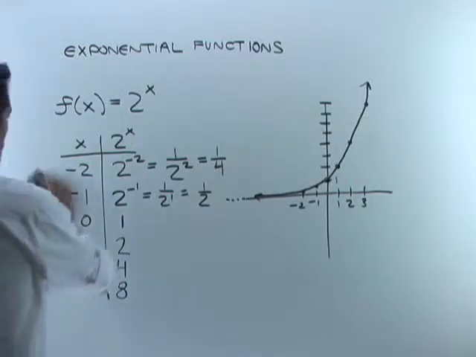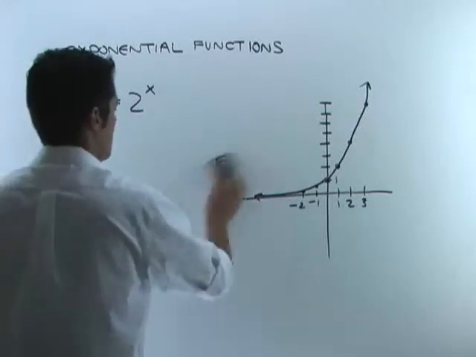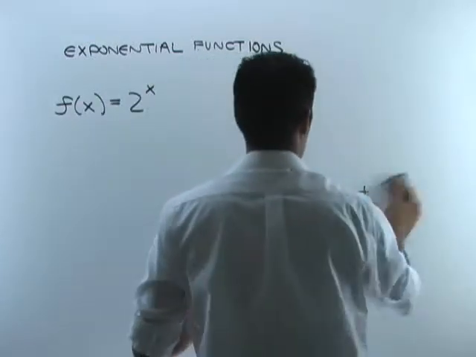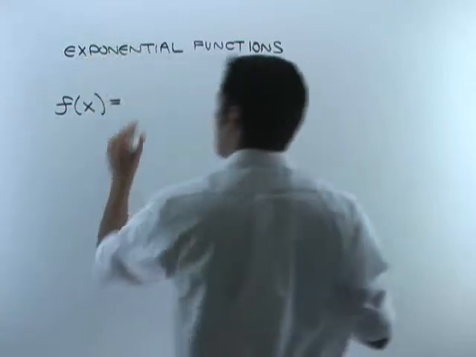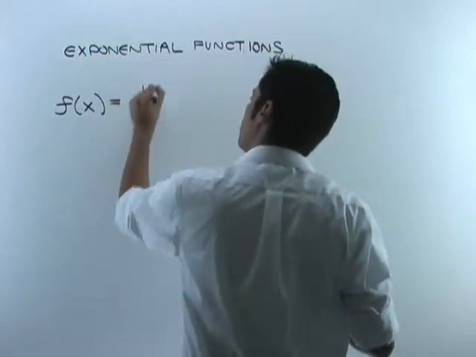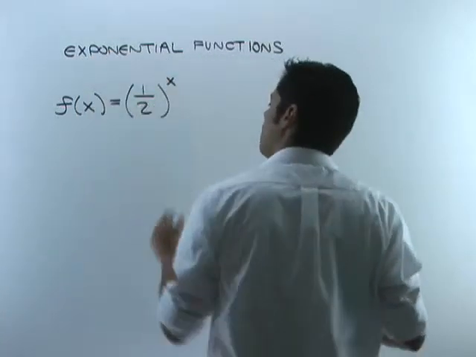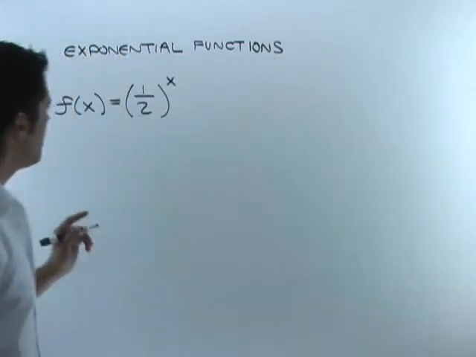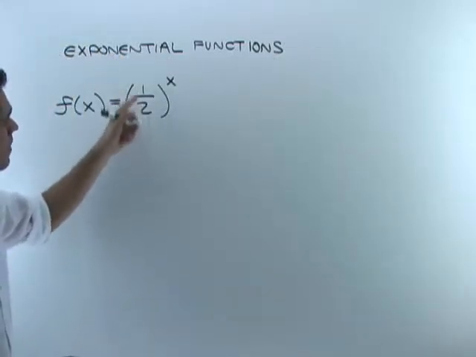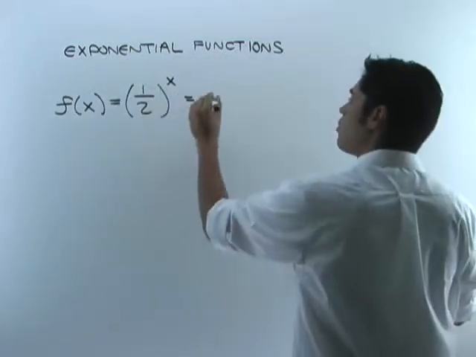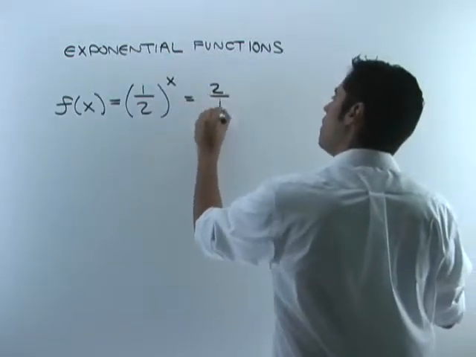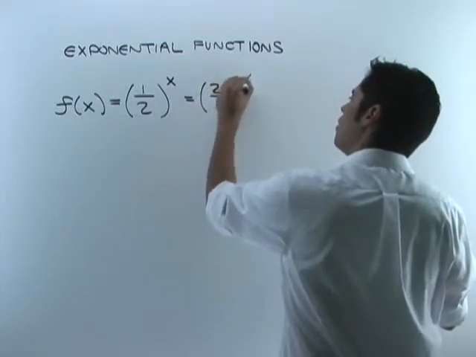Okay, let's do another example. This time, I'm going to do, let's say, 1/2 raised to the x. Okay, so for this one, what I want you to realize is that if you have a fraction as your base, what you can do is flip your fraction over, make it 2 over 1, but then you change the exponent to a negative.